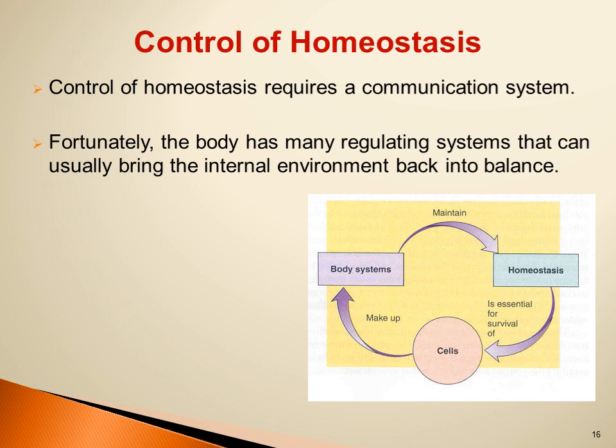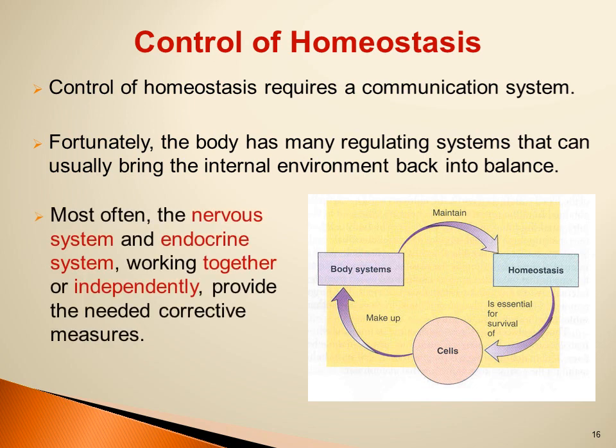Fortunately, the body has many regulatory systems that can usually bring the internal environment back into balance. Most often, the nervous system and the endocrine system working together or independently provide the needed corrective measures. These are the most important communicating systems that control and harmonize the function of other organ systems to maintain homeostasis.